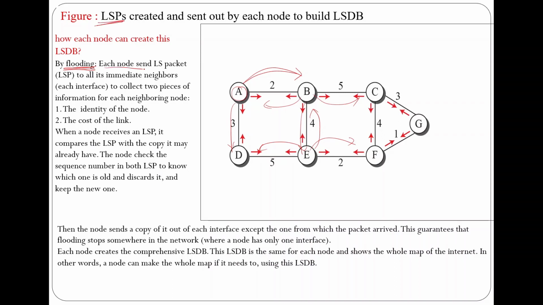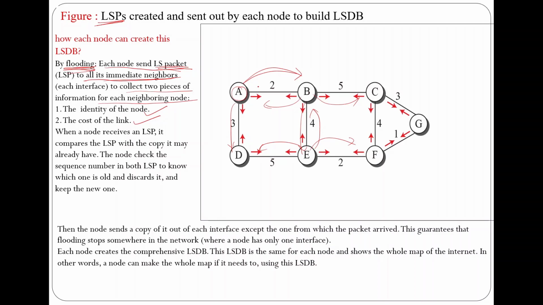Flooding is a very important concept in the link state protocol. Here flooding means each node sends the link state packet. The link state packet contains the information about the path, delay, source and destination. All those things are present in the link state packet. It is sent to all its immediate neighbors, collecting two pieces of information from each neighbor: the identity of the node and the cost of the link to that node. To reach from A to B, what is the cost and what is the identity of that node. All that information is present in that flooding packet.